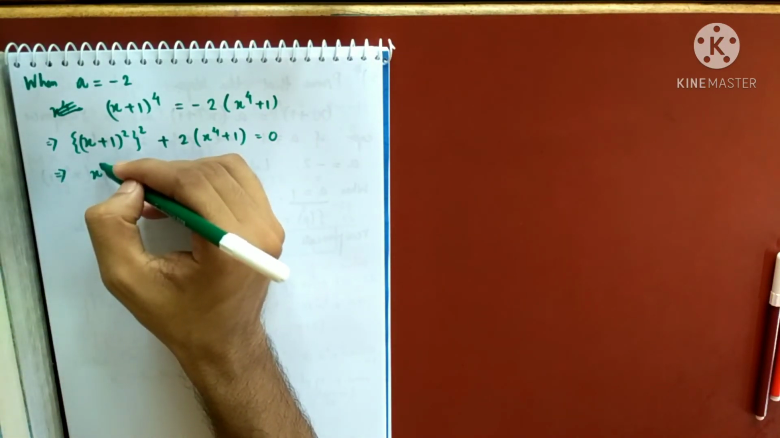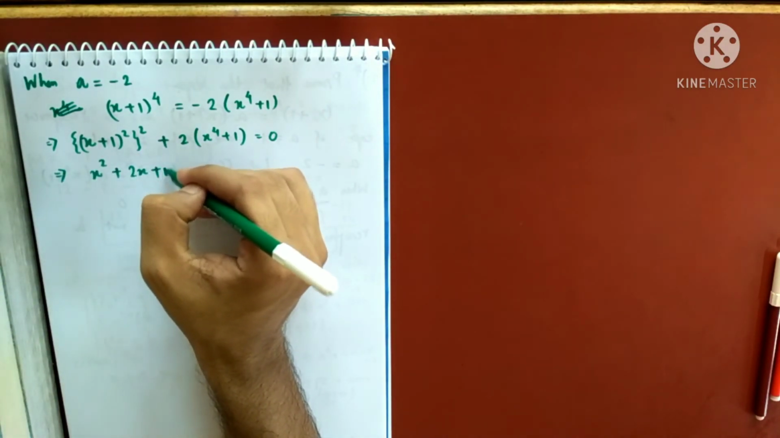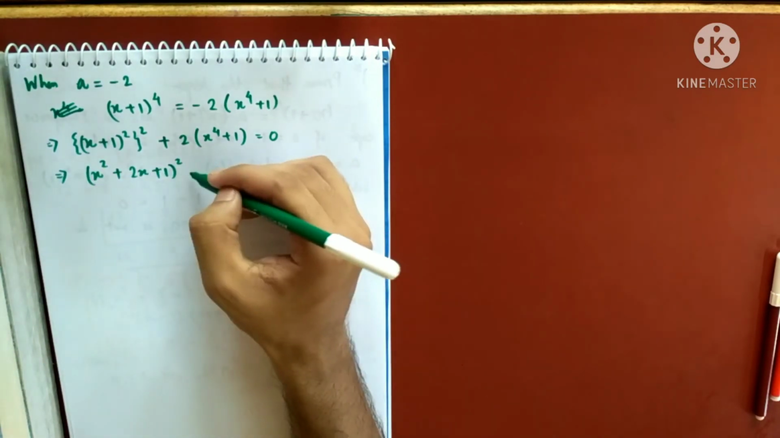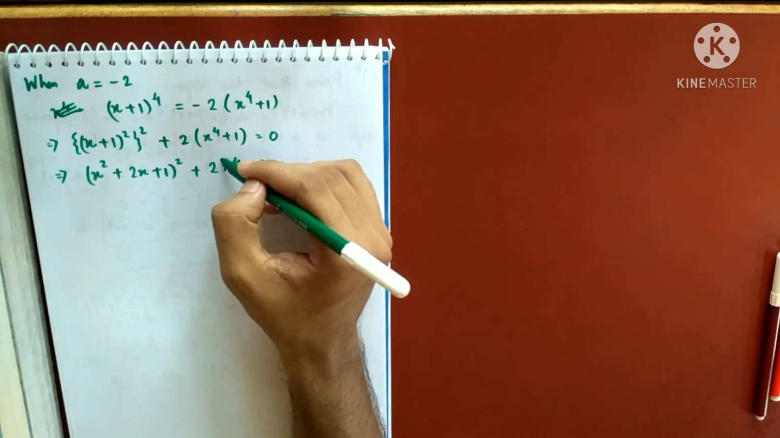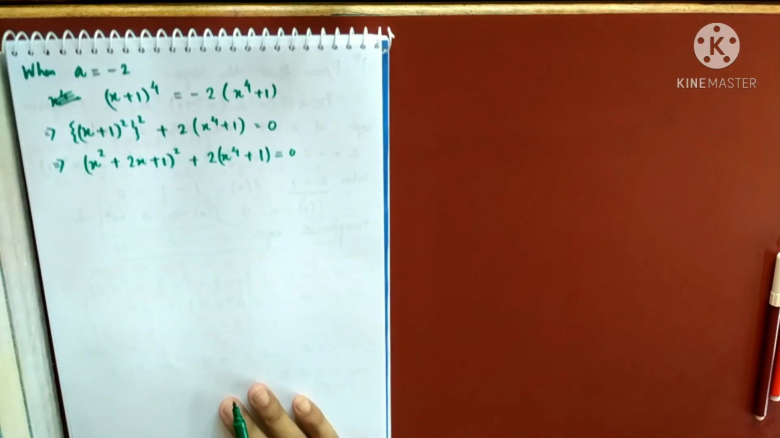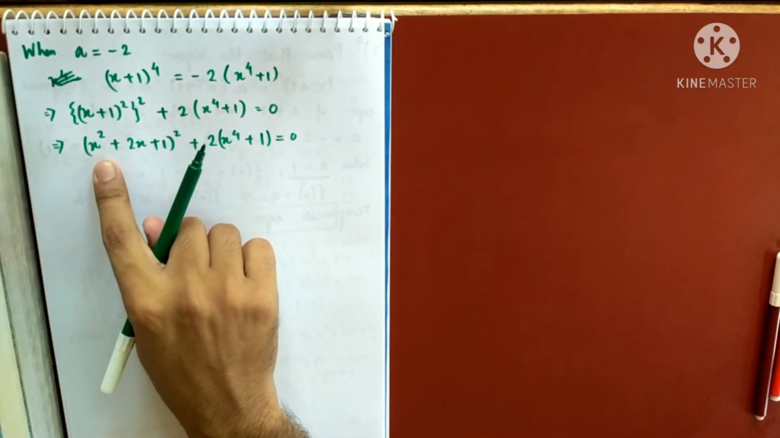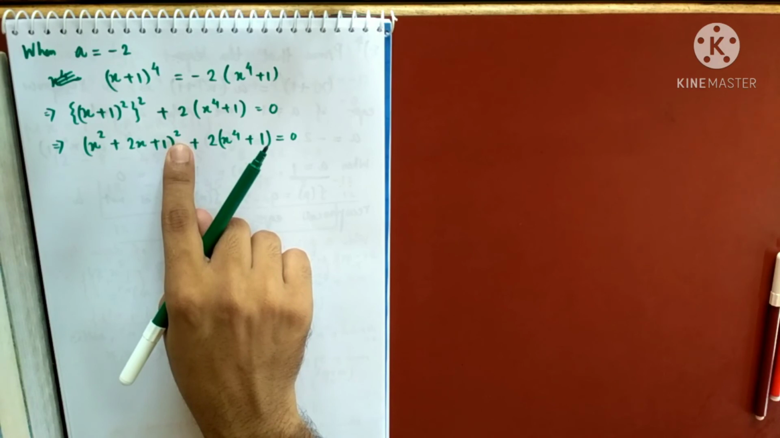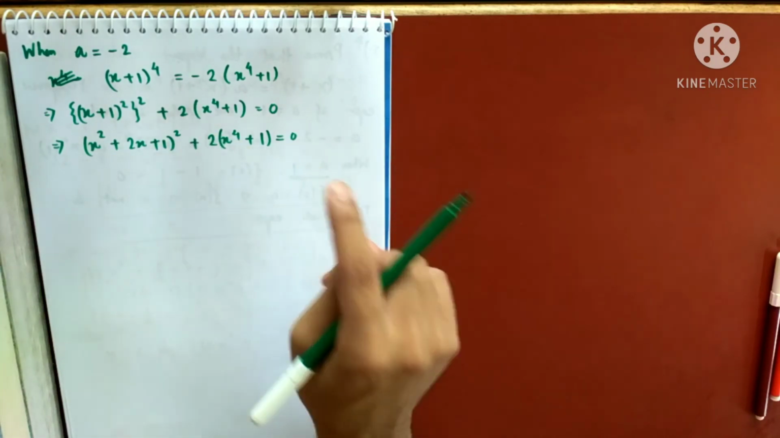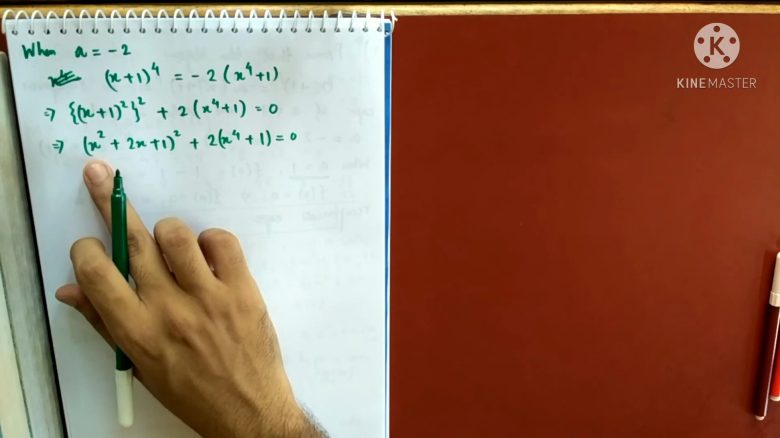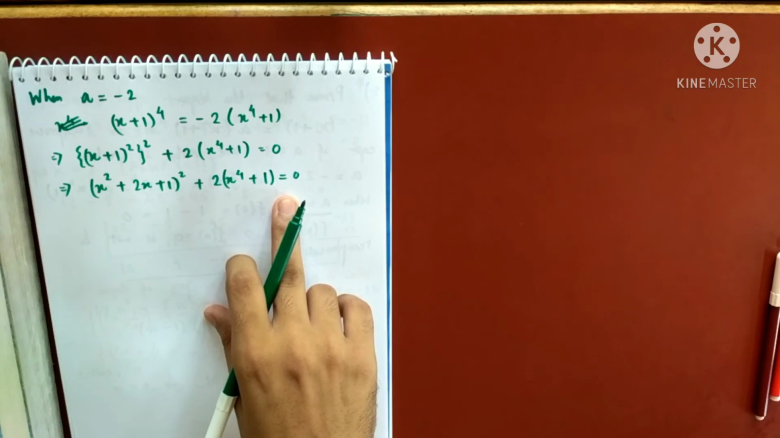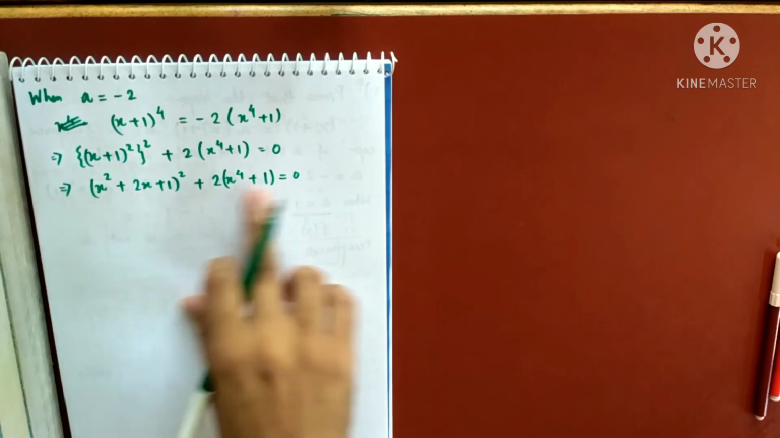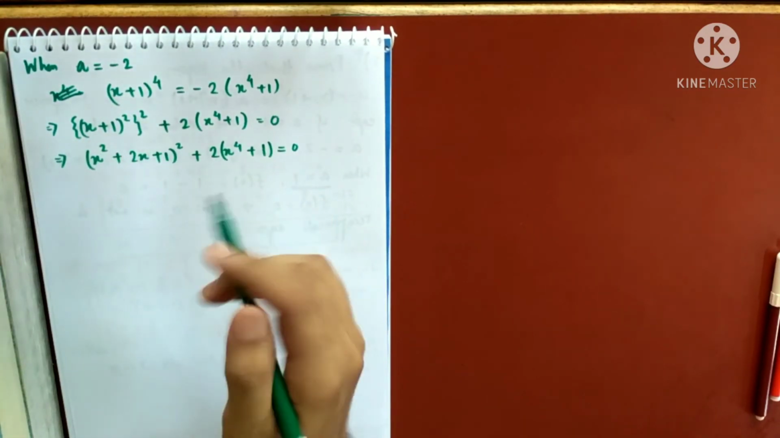What is this? (a square plus 2ab plus b square) whole square plus 2 (x to the power 4 plus 1) equals, we'll keep as it is. Either you can open this square and simplify, or you can also do it this way. Remember, this is the first type and even degree, so you will divide by x square. If it was of degree 6, you would divide by x cube. But it is of degree 4, so you will divide by x square. Let's divide by x square without opening the bracket.